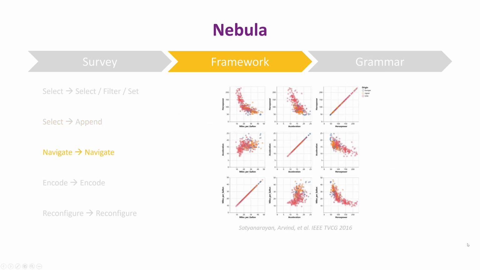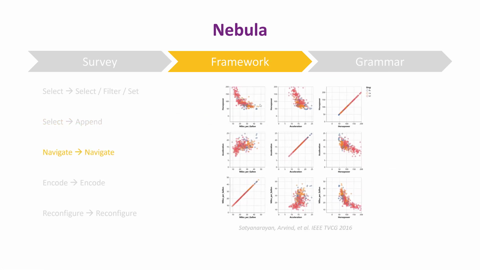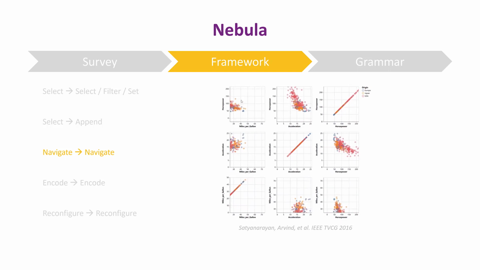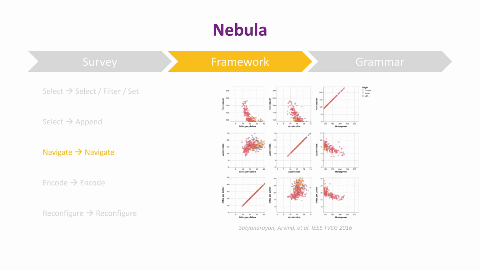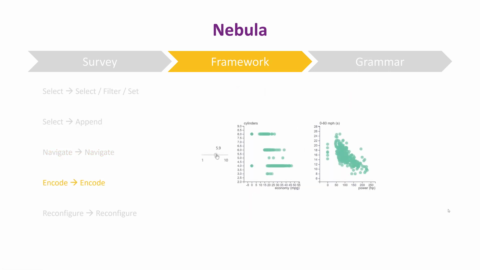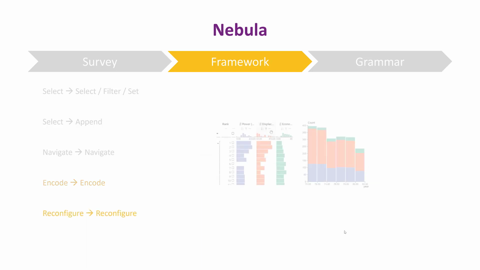Navigate to navigate maintains synchronicity with the view in which users pan and zoom. The coordination is commonly used in multifaceted analysis. Encode to encode keeps multiple views consistent in visual encoding. Reconfig to reconfig is used to synchronize the spatial arrangement between views, such as the attribute order.